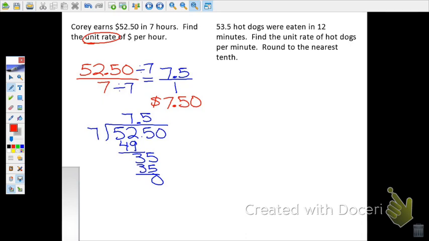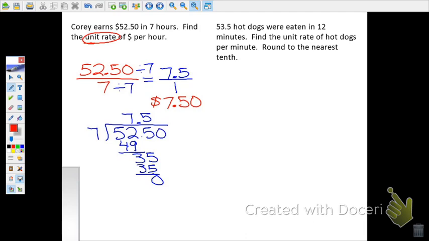Our next problem, 53.5 hot dogs were eaten in 12 minutes. Ugh. How many of you could eat 53.5 hot dogs in 12 minutes? Anybody that would like to try? No. If you bring the food. If I brought 53.5 hot dogs, you'd try to eat them, Nathan? Yes. All right.